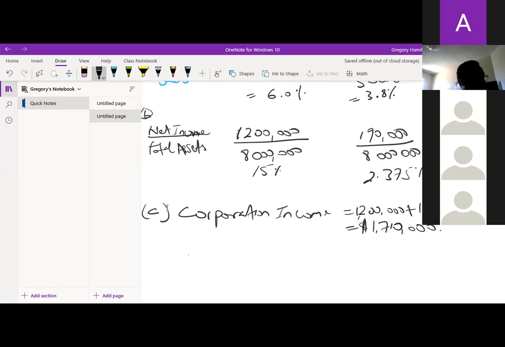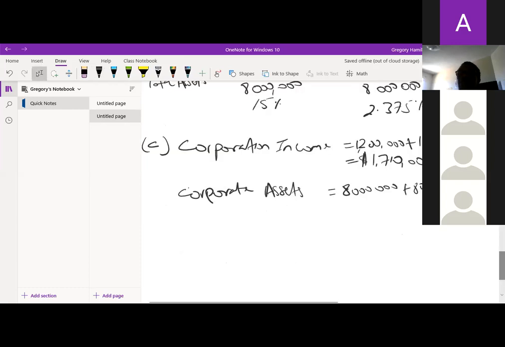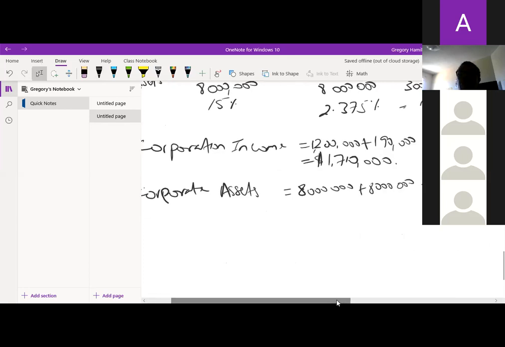And we know that the corporation total assets, or I could say corporate assets, is equal to 8 million plus 8 million plus 3 million. That's 3 million. And when we sum these three, we get a total of 19 million.